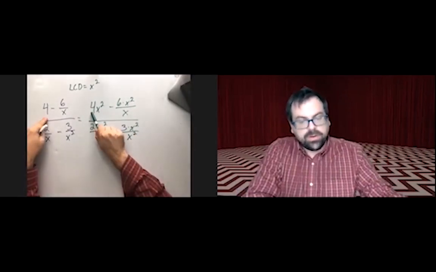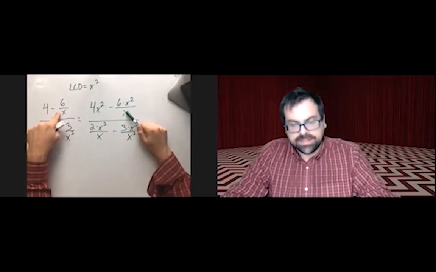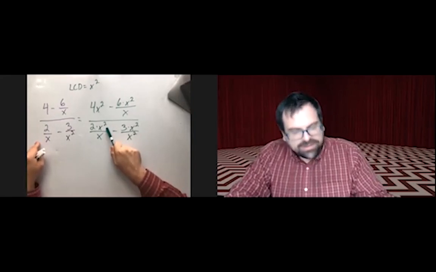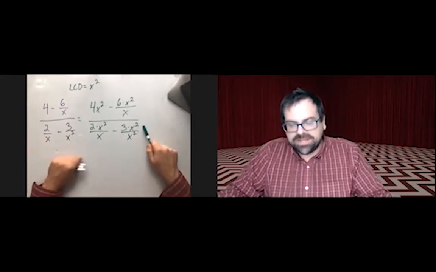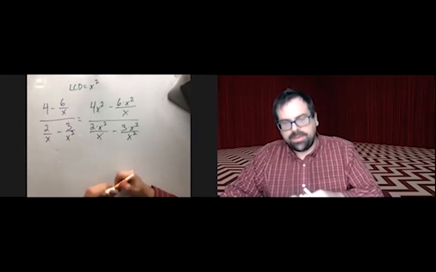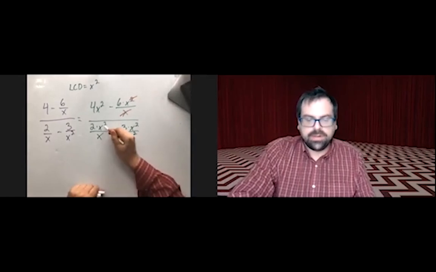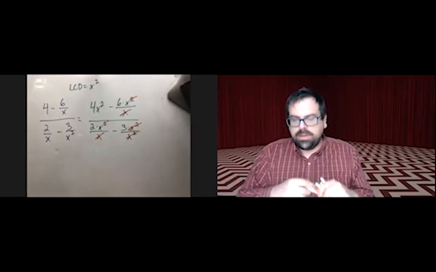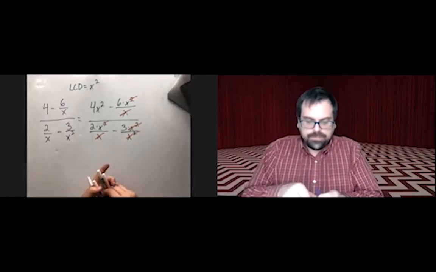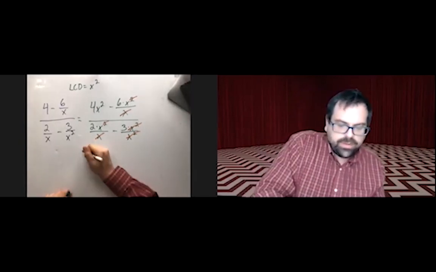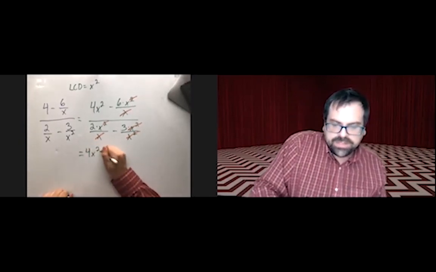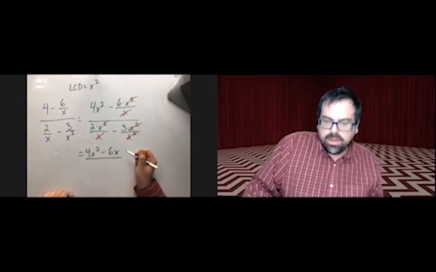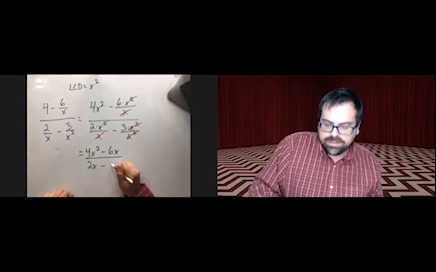See, originally we just had the 4, not the x squared, and then we had the 6 over x, but not the x squared. We had the 2 over x, but not the x squared. We had the 3 over x squared, but not the x squared on the top. Now things cancel. And we're left with 4x squared minus 6x over 2x minus 3.